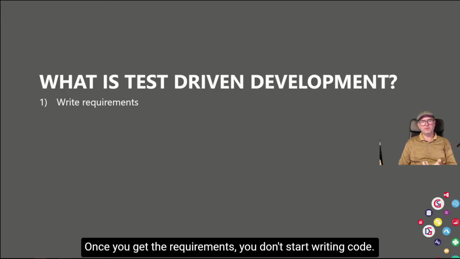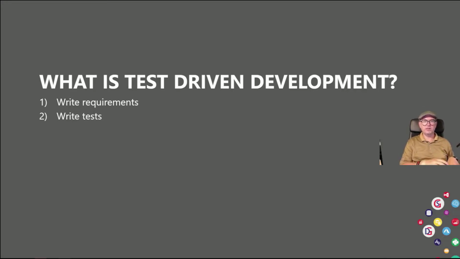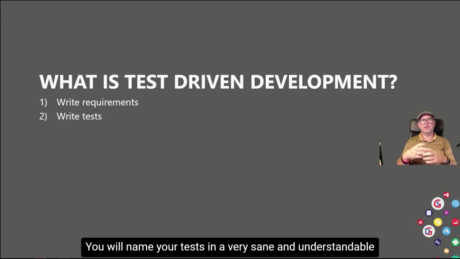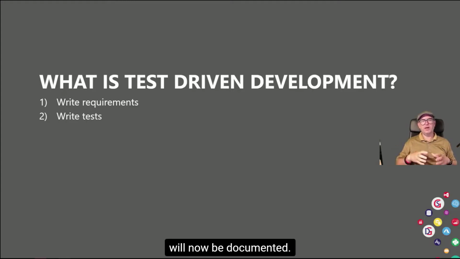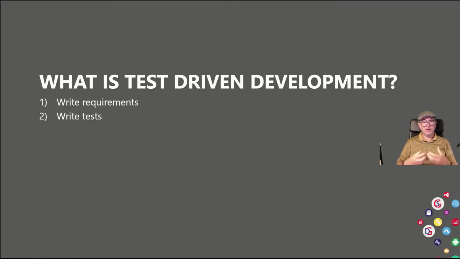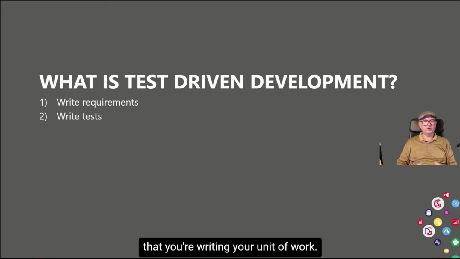With test-driven development, once you get the requirements, you don't start writing code, you write tests for the code that you will later write. And this means that the assumptions you make, you will write tests for them. You will name your tests in a very sane and understandable way. And then some of your undocumented design decisions will now be documented design decisions, because there will be test cases for them. And the test cases, that is your documentation of your function that you're writing, your unit of work.